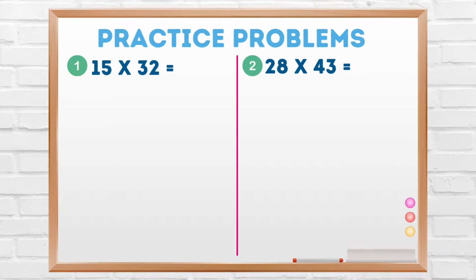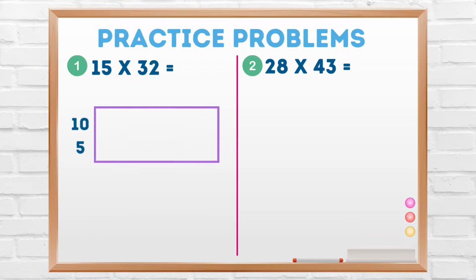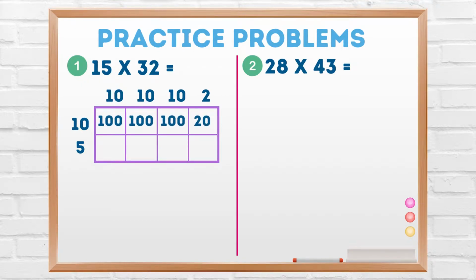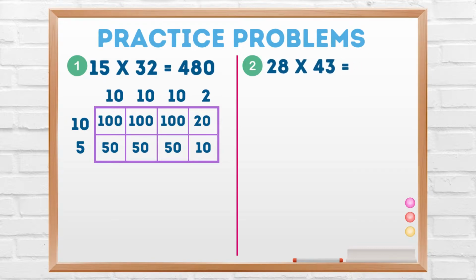Okay, let's start with the first practice problem. 15 can be broken up into 10 plus 5, and 32 can be broken up into 10 plus 10 plus 10 plus 2. 10 times 10 is 100, 10 times 2 is 20, 5 times 10 is 50, and lastly 5 times 2 is 10. We add these numbers together and our answer is 480. Moving on to practice problem 2.